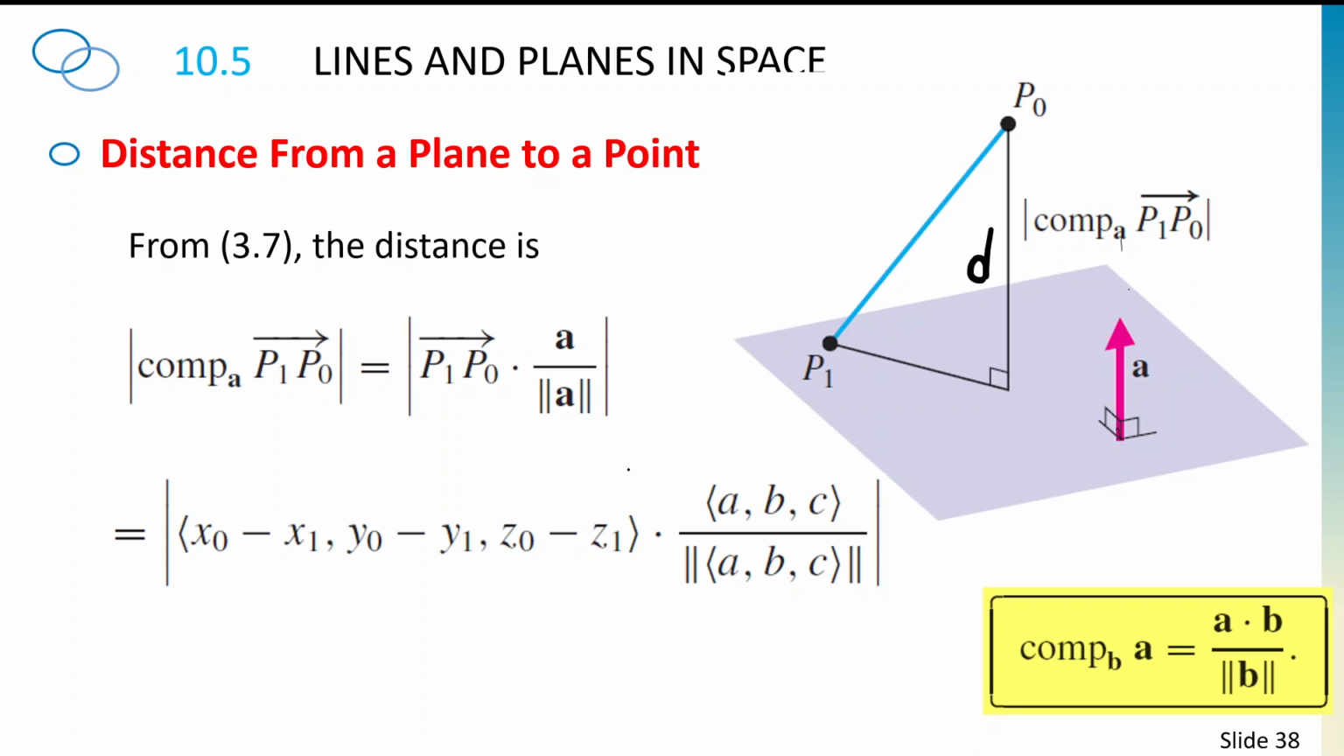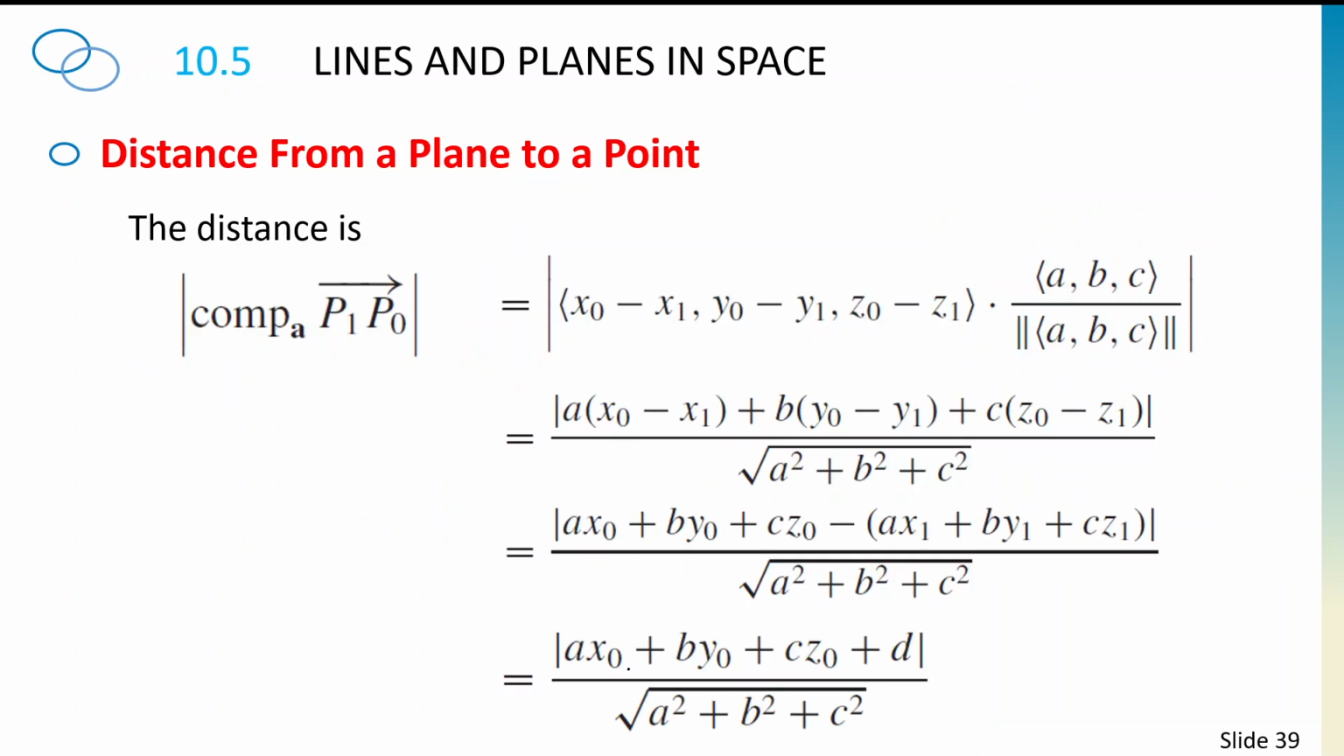So that's it, the same graph. This is the distance. So the vector P1P naught times, this is the rule for the component. You see, A dot B over the magnitude of B. So this is what I'm doing. It's P1P naught dot A over the magnitude of A. If you replace all of that and do all of the simplification, again, no need to do the proof. You can use the formula directly. So the distance between a point and a plane is basically this.